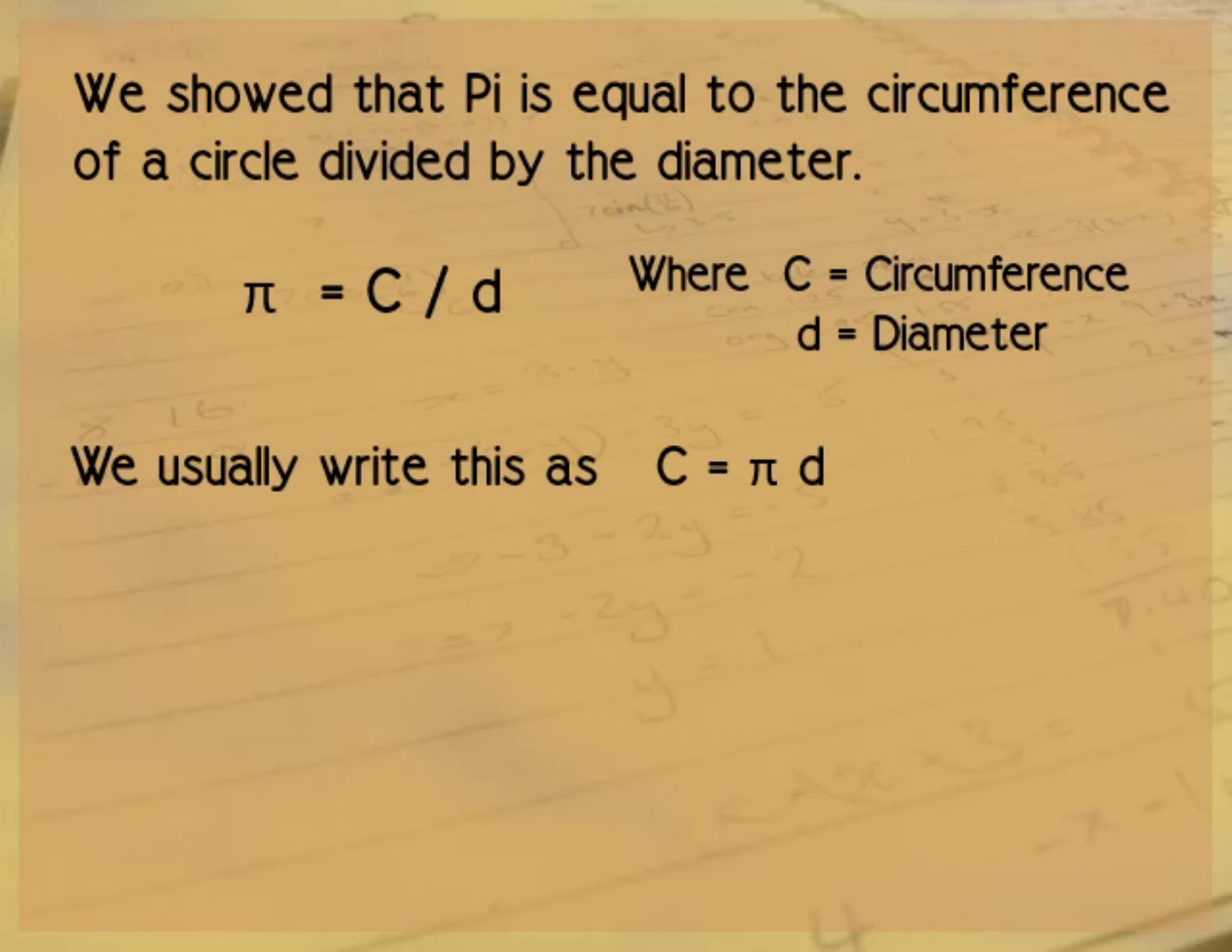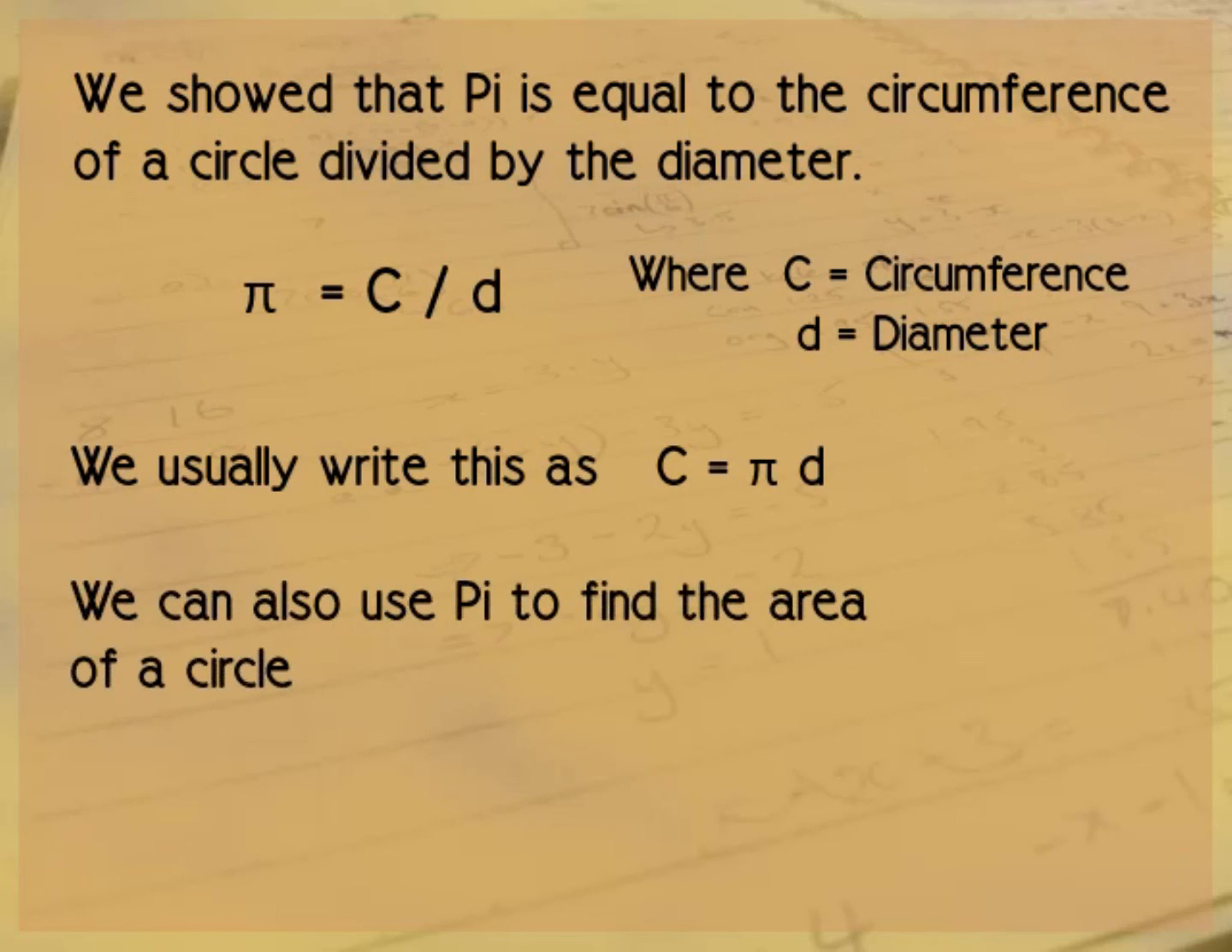And if you want to use the radius, you can also use that. You can say c equals pi times r times 2, because the diameter is equal to 2 times the radius. That's often written as c equals 2 pi r.